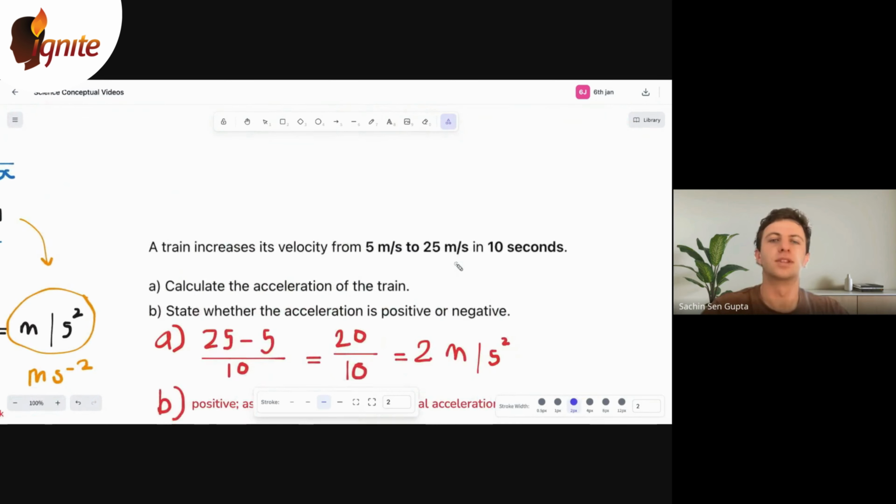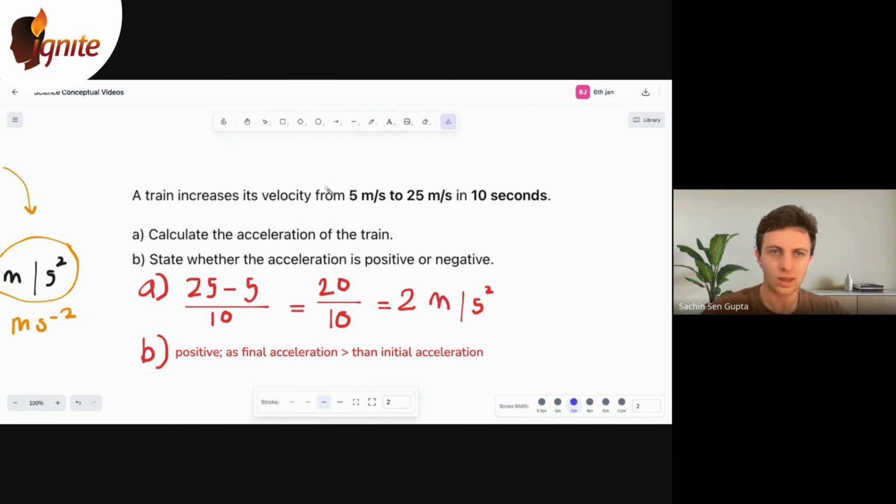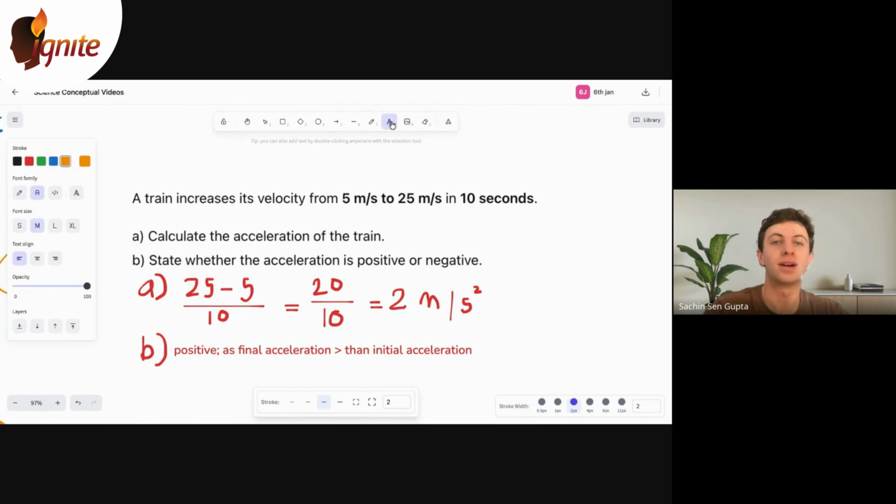Now, let's look at some questions. A train increases velocity, a vector quantity, from 5 meters per second to 25 meters per second in 10 seconds. Calculate the acceleration of the train. So I've done the answer here. I thought about my answer. It can be better. How can it be made better?